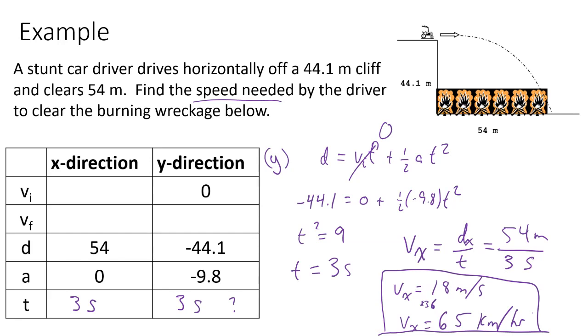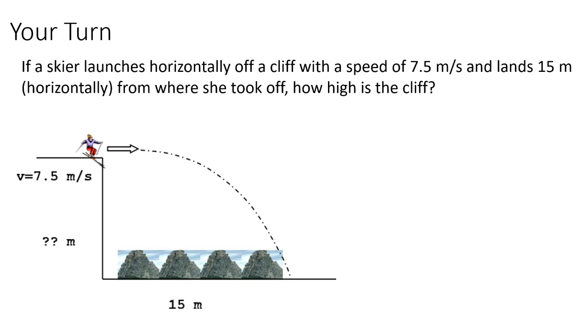Okay, one more for you to try. This is a skier that's launching horizontally off a cliff with a speed of 7.5 meters per second and lands 15 meters horizontally from where she took off. How high is the cliff? So we're looking for this displacement in the y direction.